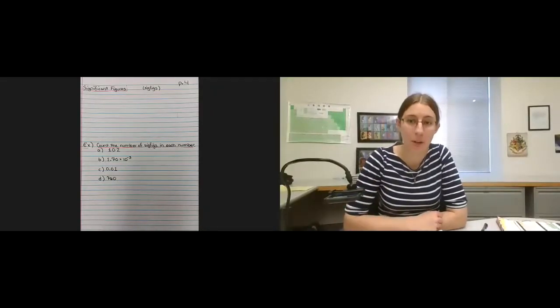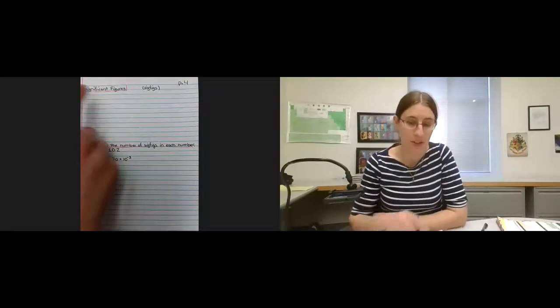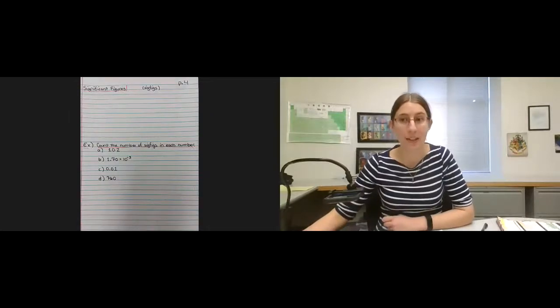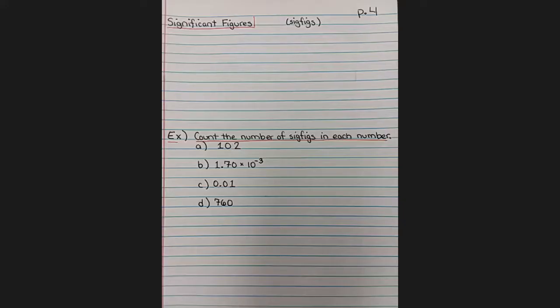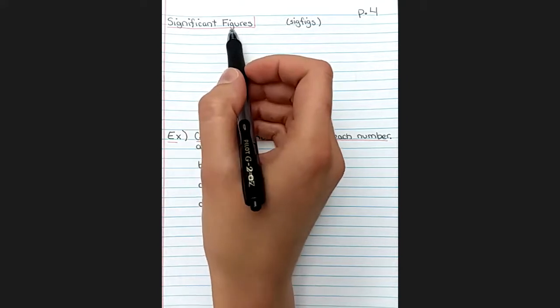This is the 6th video on the chapter about essential ideas in chemistry. This subtopic is going to be about significant figures, also called sigfigs. The reason we care about sigfigs is because we want to make sure that we only report the number of digits that we have actually measured and are sure about.